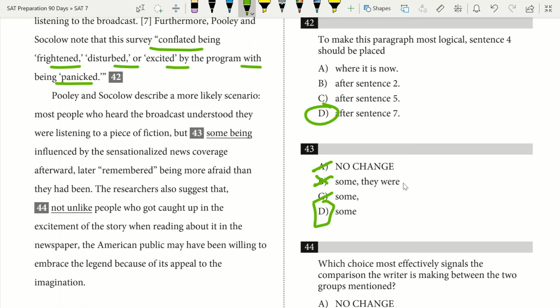So our correct answer there should be D for number 43, right? Or I'm sorry, we would not want to say D for number 43. Why? Because we wouldn't want to say "but some influenced by the sensationalized news coverage afterward." Remember, the influence here is coming back and modifying that "some." Since it's modifying it, we want a comma after the word "some," since we're modifying it with the word "influenced." So our correct answer for 43 should be C, right? We want to understand that that's a modifier question. So we want to take that modifier "influenced" and bring it back and put it on "some." So D would be incorrect because then we're not modifying it. So we want to have that comma before the modifier "influenced."